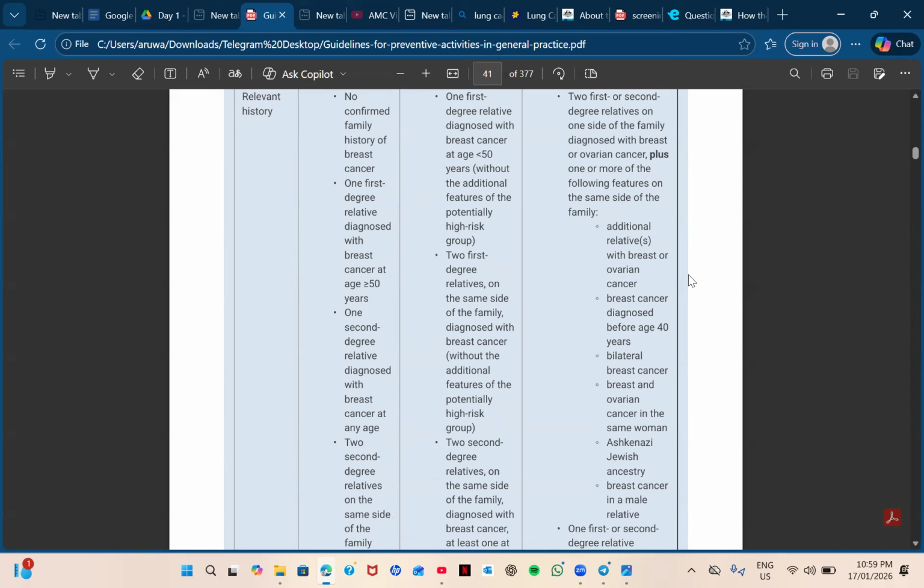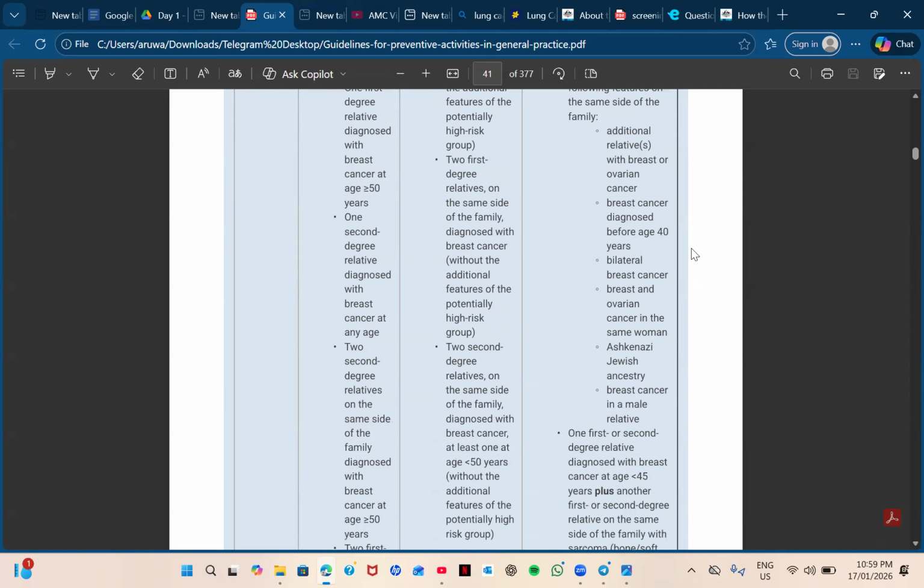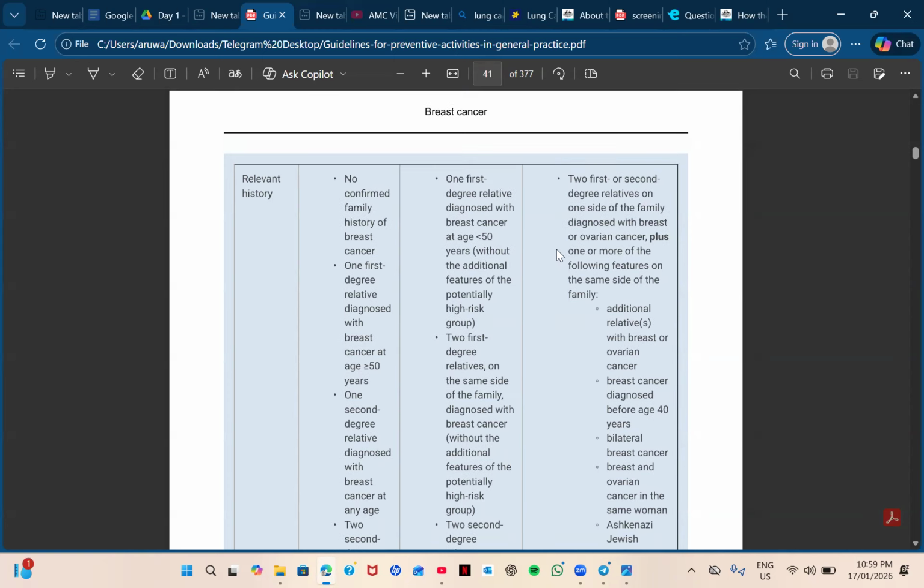An additional relative with breast or ovarian cancer, breast cancer diagnosed before age 40, or bilateral breast cancer, breast and ovarian cancer in the same woman, Ashkenazi Jewish ancestry, usually Jewish people, and breast cancer in male relatives. So I know this feels hard, right?